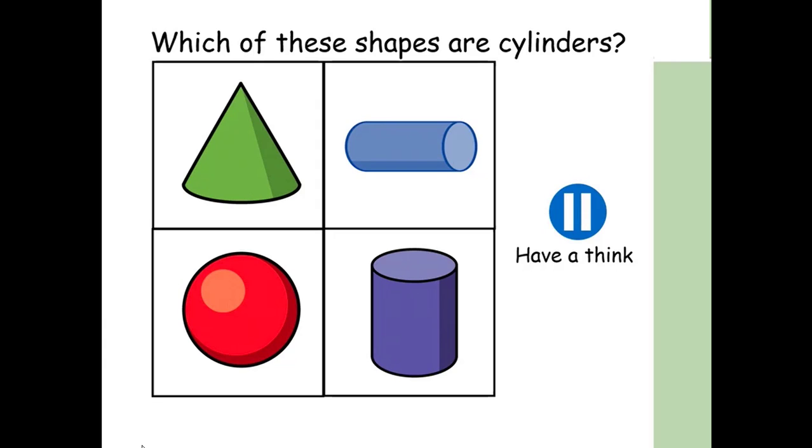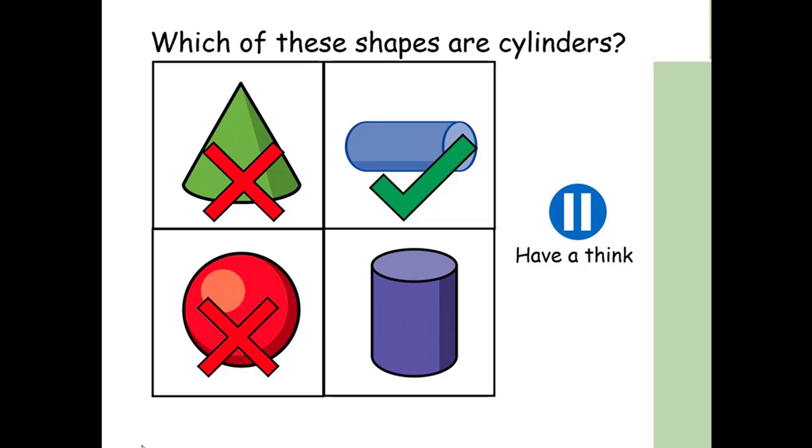All right, mathematicians, let's look at the green one at the top. Is that a cylinder? No. Remember, that's called a cone. How about the one beside it? Yes, that's a cylinder. And the red shape? No, that's not a cylinder. How about the last one? Yes, that is a cylinder. Well done, mathematicians.